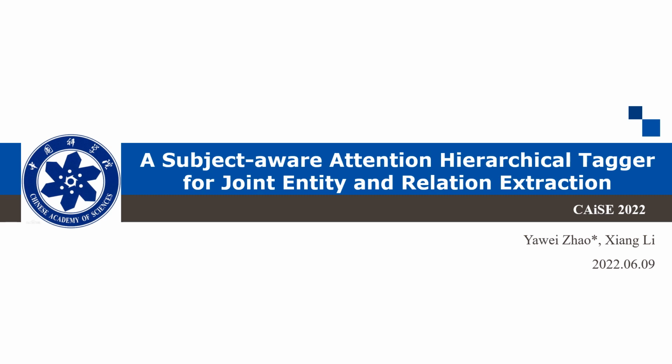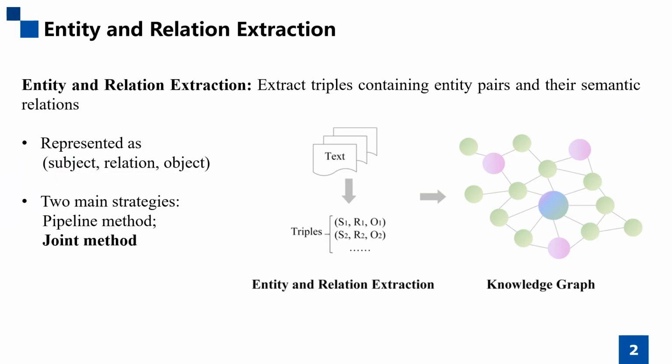Today, I'm honored to bring our paper, a subject-aware attention hierarchical tagger for joint entity and relation extraction. The entity and relation extraction task aims to extract triples containing entity pairs and their semantic relations, represented as subject, relation, object. It's a key technology for knowledge graph construction, which has received increasing attention in recent years.